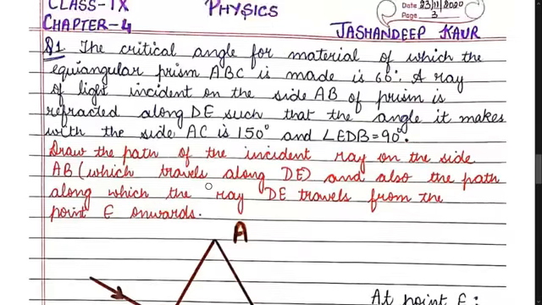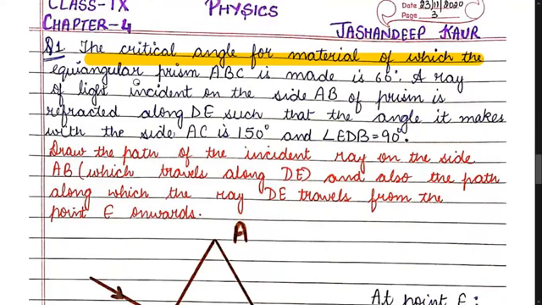Now students, let us do some questions based on TIR. So the first question for today is: the critical angle for the material of which the equiangular prism ABC is made is 60 degrees. So what is given here? That the critical angle is 60 degrees.